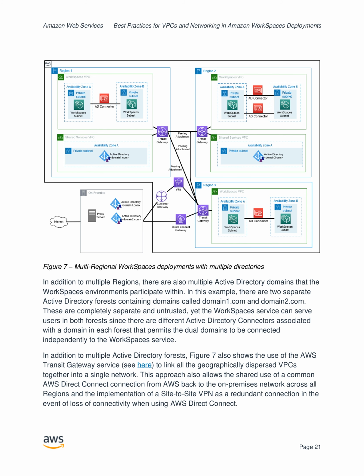In addition to multiple Active Directory forests, Figure 7 also shows the use of the AWS Transit Gateway service, see here, to link all the geographically dispersed VPCs together into a single network. This approach also allows the shared use of a common AWS Direct Connect connection from AWS back to the on-premises network across all regions and the implementation of a Site-to-Site VPN as a redundant connection in the event of loss of connectivity when using AWS Direct Connect.